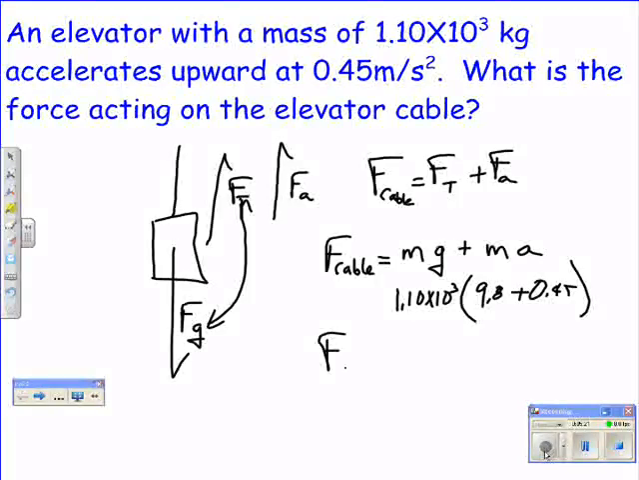So the total force in the cable, add those two together and multiply them, that's your total force. Is it greater than the weight? Yes. Because you added some in there. What do you get for an answer? What does your calculator say for an answer? 11,275.